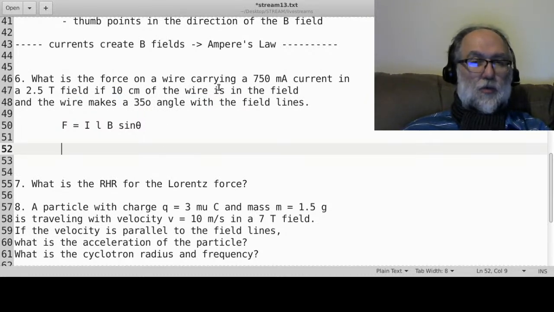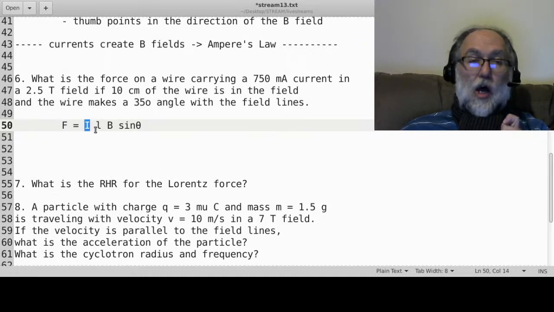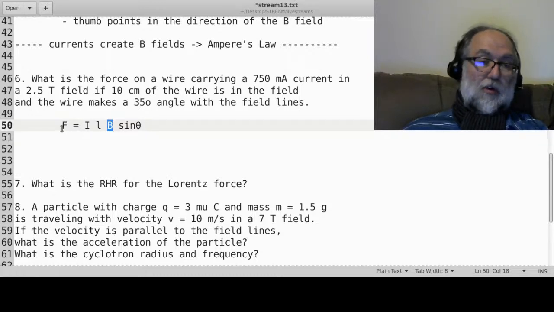Now let's go through this. Let's go through each of the pieces. So the force here is going to be proportional to the current. Obviously, the more current, the more force there is. The force is also going to depend on the strength of the B field. Obviously, the stronger the B field, the more force.